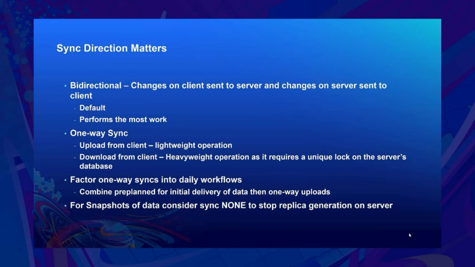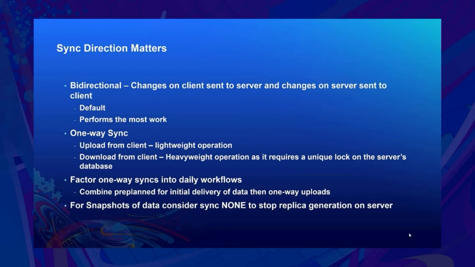On the other side, if I was to do a one-way download from the client, that is a heavyweight operation. This is where I want to get all the changes from other users. But to prepare the change set that's required for my specific replica of the server, it's a heavyweight operation because it requires a unique lock on the server's database. So that means that other processes can't be going on at the same time. So if you have multiple users all wanting to download changes from the client at the same time, that's when you start getting into performance problems.